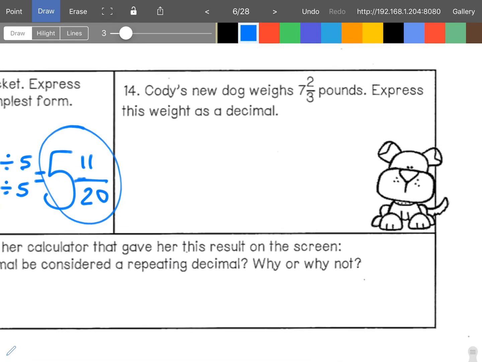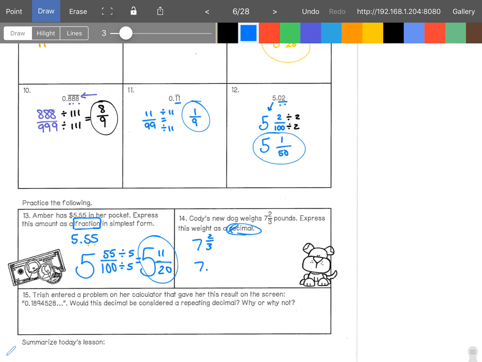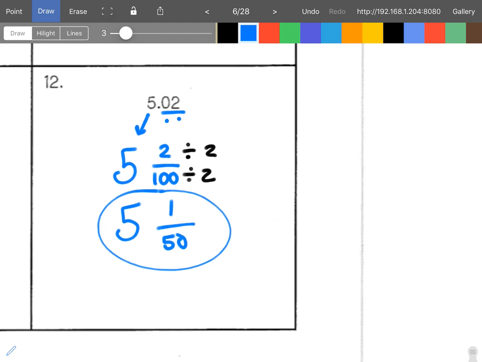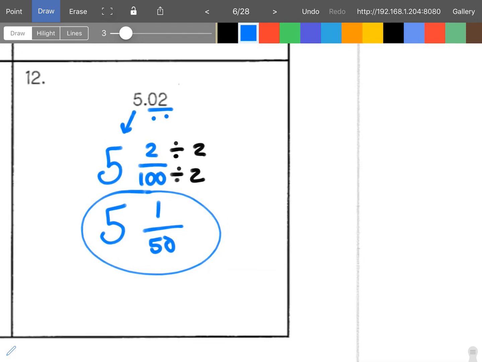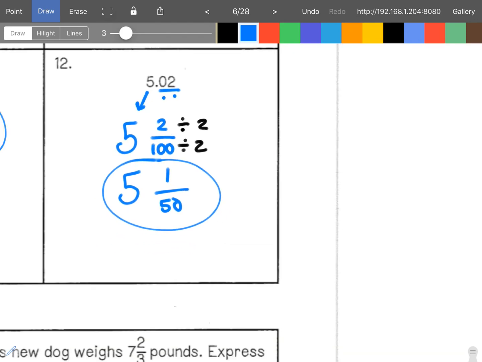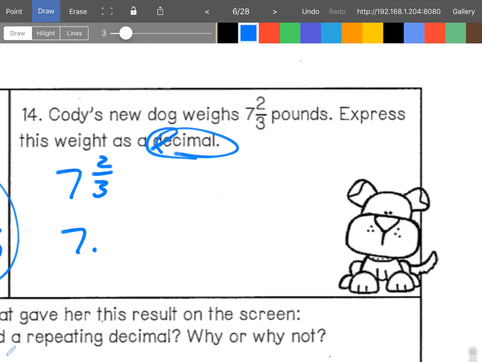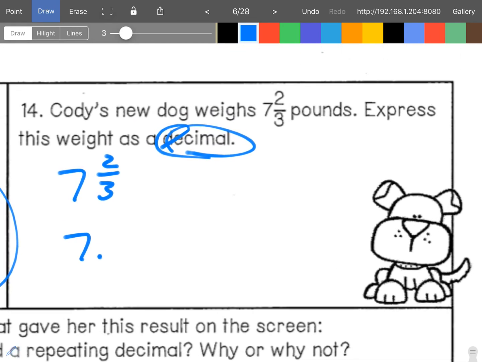Okay, number 14. Cody's new dog weighs 7 2/3 pounds. Express this weight as a decimal. Whoops. So 7 2/3 as a decimal. Well, that means it's going to be 7 point something. If you go up here, see when we had the 5.02, that means there was a whole number 5 and then a fraction. Same thing when we work backwards here. We're going to have a 7 point. So all we really have to figure out is this 2/3 as a decimal.